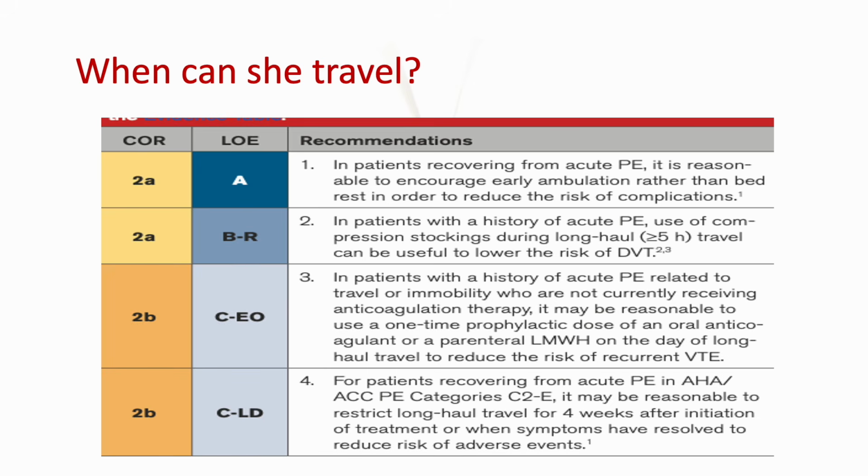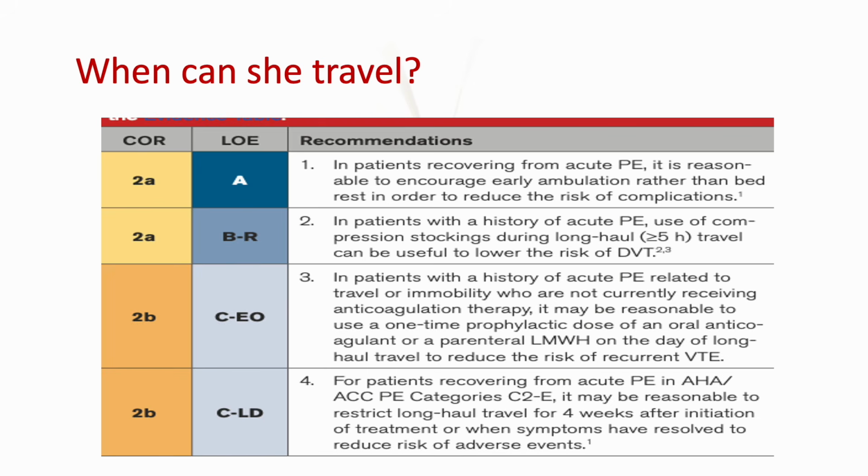In patients with a history of PE related to travel or immobility who are not currently receiving anticoagulation, you have to use a one-time prophylactic dose of an oral anticoagulant or a parenteral low molecular weight heparin on the day of the long haul to reduce the risk.